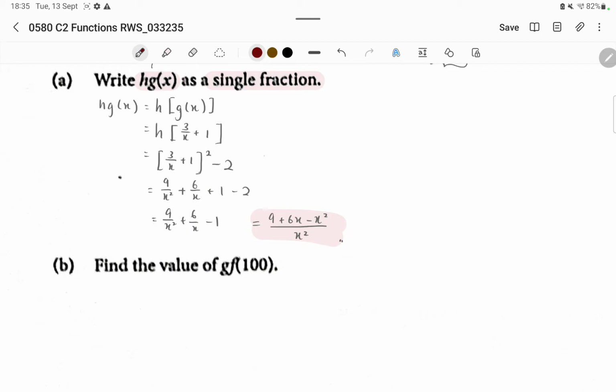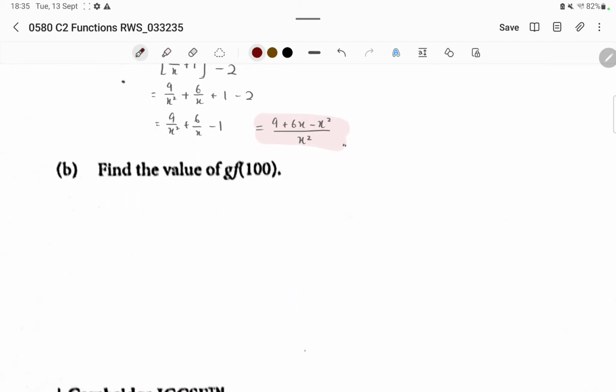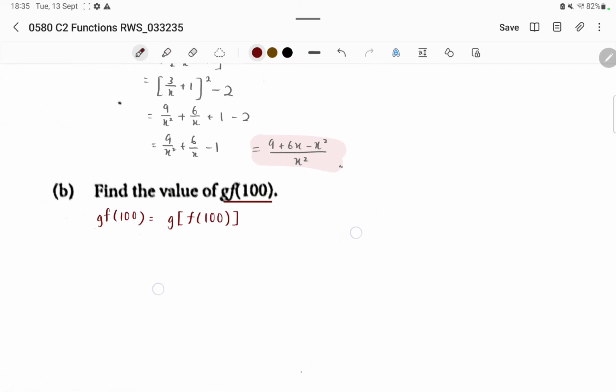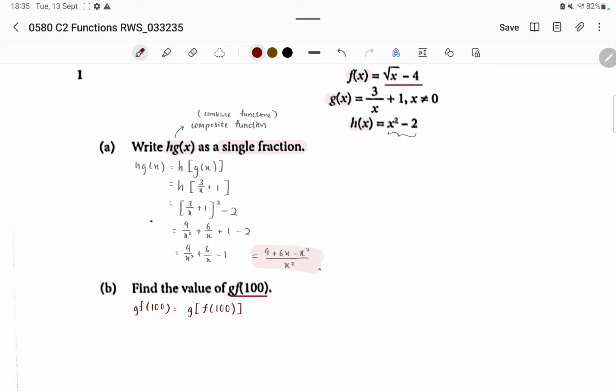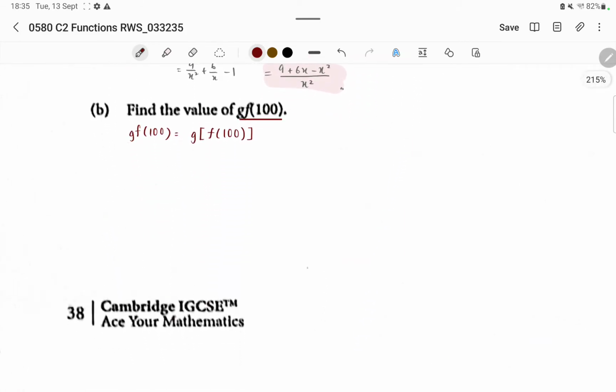Okay, let's look at B. Find the value of gf(100). gf(100) equals g[f(100)]. Let's try to substitute 100 into f(x). So f(x) is actually square root of x minus 4. So equals g of square root of, we replace x with 100, and then minus 4.